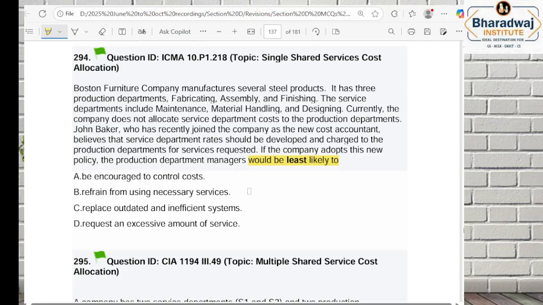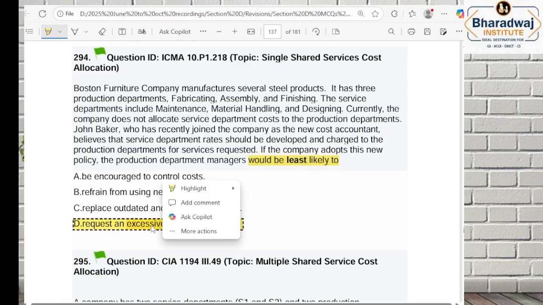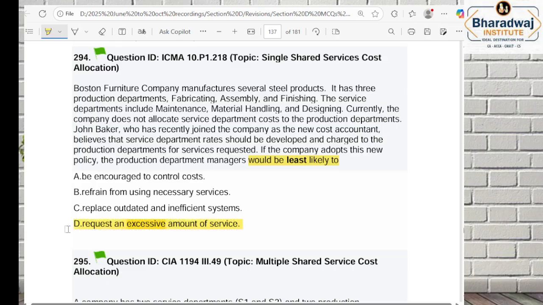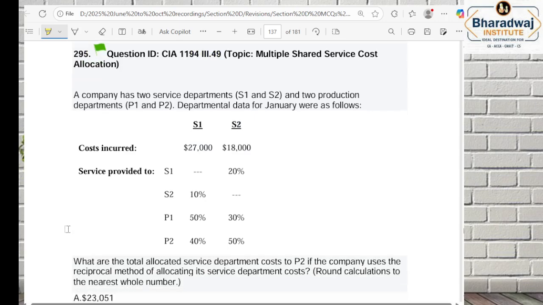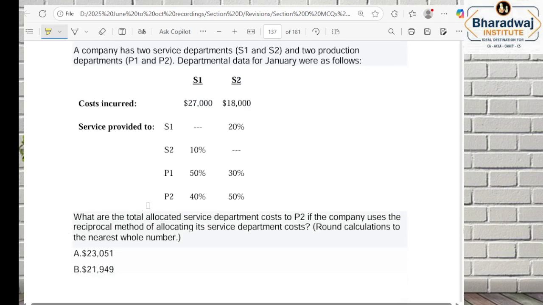Amount of service. Production department managers are likely to request what? Excess amount of service? They won't ask for excess amount of service. Reciprocal. Reciprocal means we have to form the equations and solve.